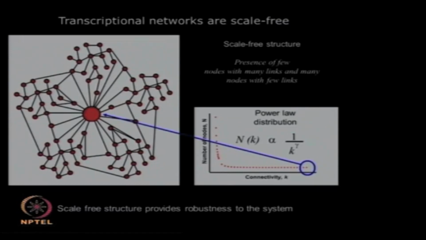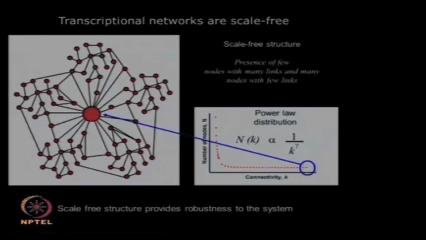Or otherwise, if you plot the log-log plot of the connectivity versus the number of nodes with a given connectivity, you should see a negative slope of gamma as shown in this figure, where gamma lies between 2 to 3. That is when you can call the structure to be scale free and the distribution to be a power law distribution.